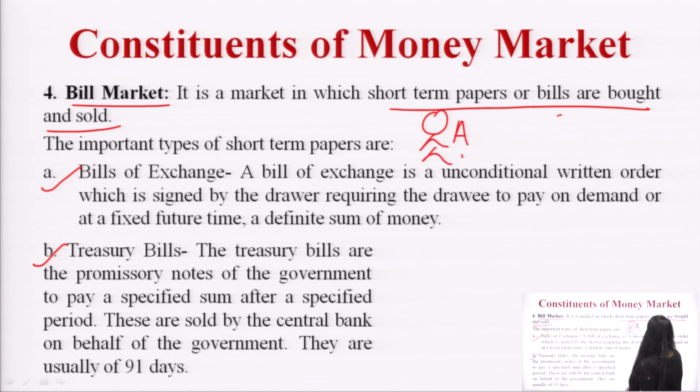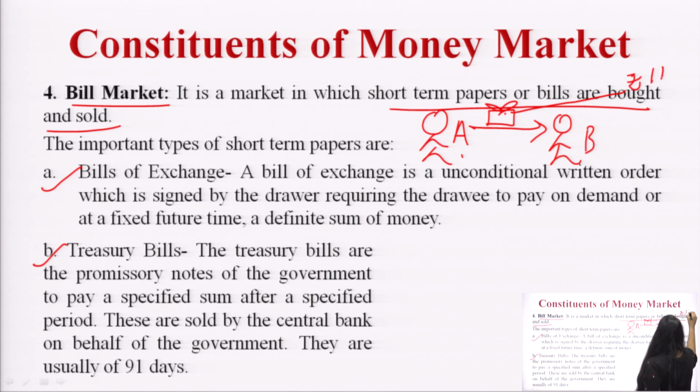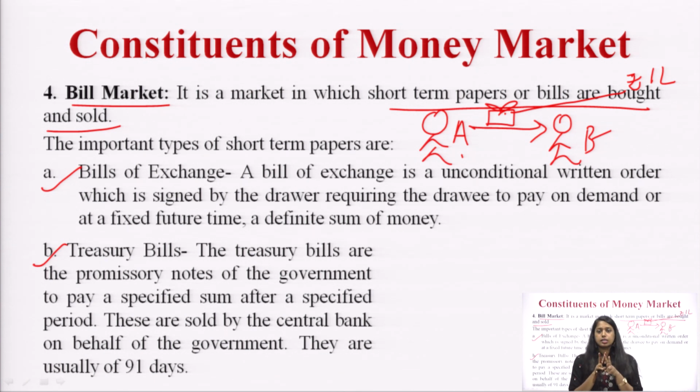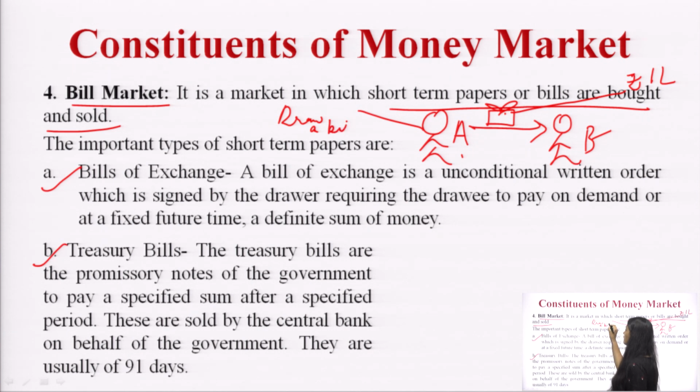Here is a seller A, here is a buyer B. A has sold a commodity, a gift of rupees 1 lakh, to B. Now B has failed to make the payment. Now what does B do? B says that I will make the payment to you. Now there are two things. B says that I will make the payment to you, but A does not have any sort of assurance whether B will make the payment or not. So what will A do? A will draw a bill. So A is actually drawing a bill, and what will that bill include?